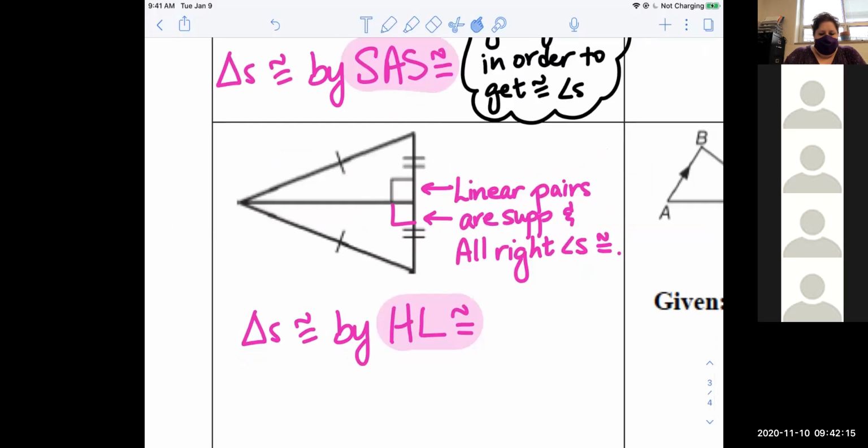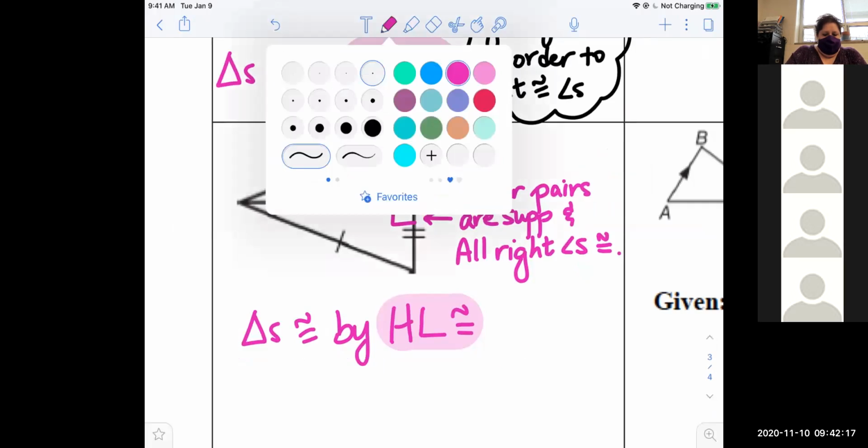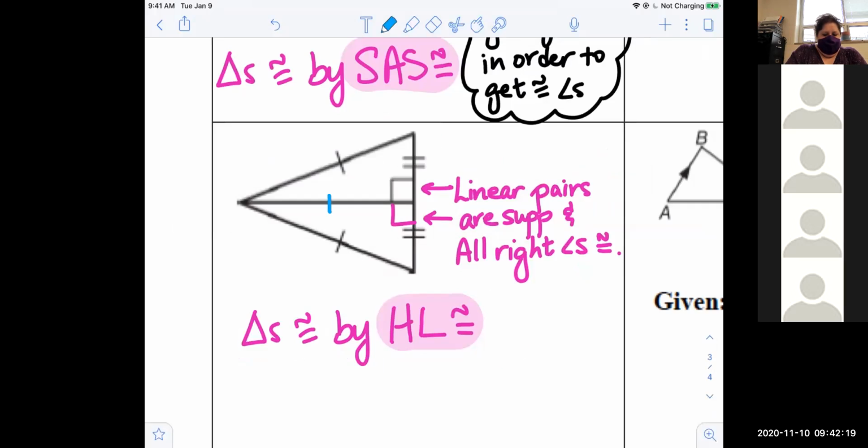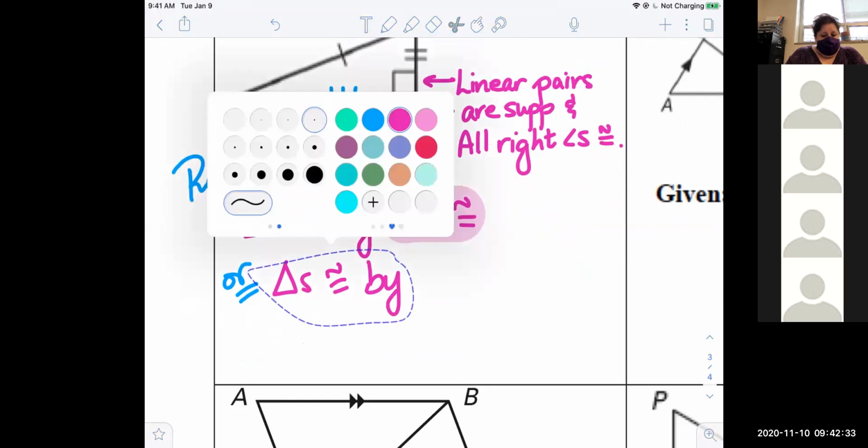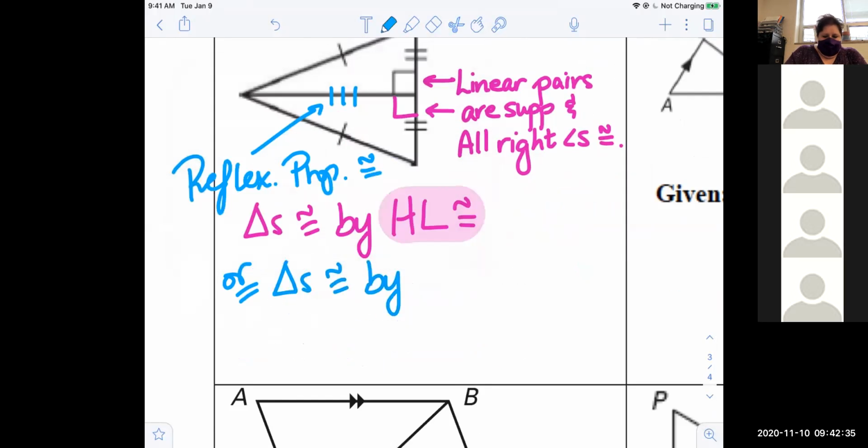Kara? Okay, so another option would be side, side, side. Good. Sometimes there's more than one way to do it. You just have to make sure that your markings match with what you're saying. Okay, that would be side, side, side.